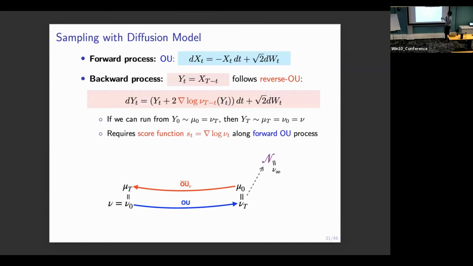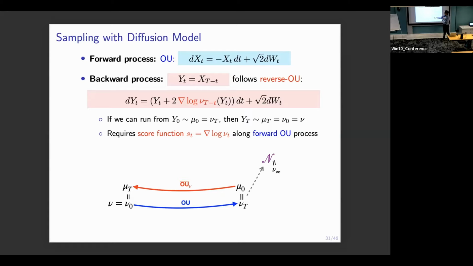Then we can show that YT follows this SDE, which for now let's call it reverse OU. And what's nice is that if we can actually run this from starting distribution mu0, which is the same as mu t exactly, then by definition, by construction, we get something that's exactly the original target. Mu t is the same as the target, right? But the issue is that this requires knowing the score function on the forward process and requires knowing what is this mu t here, which we don't know, right?